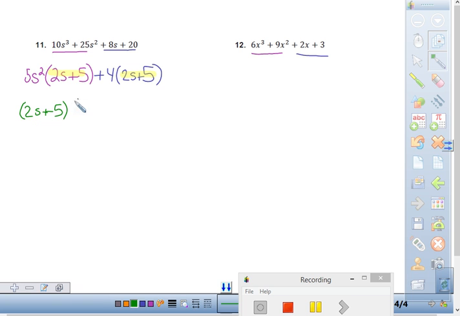So my chunk goes in the front, and now I'm asking myself what is left over? 5s squared plus 4. Please try number 12. Pause the video till everyone in the room is ready for the answer.